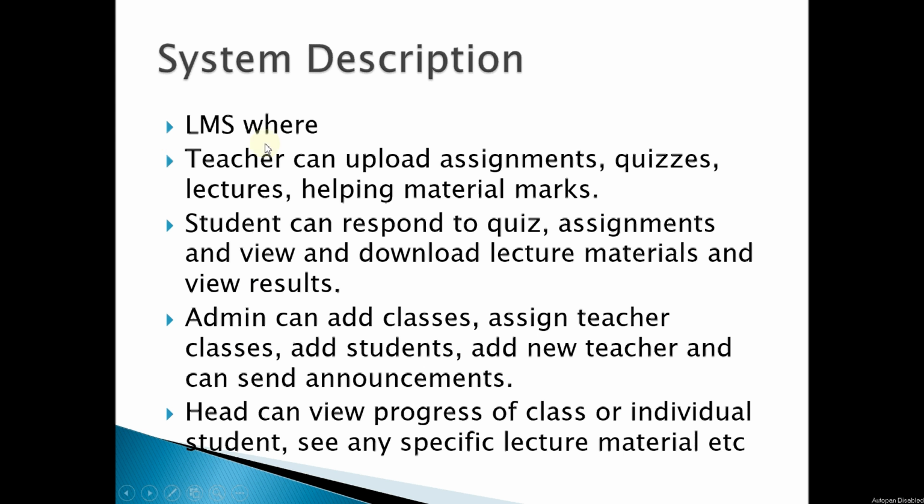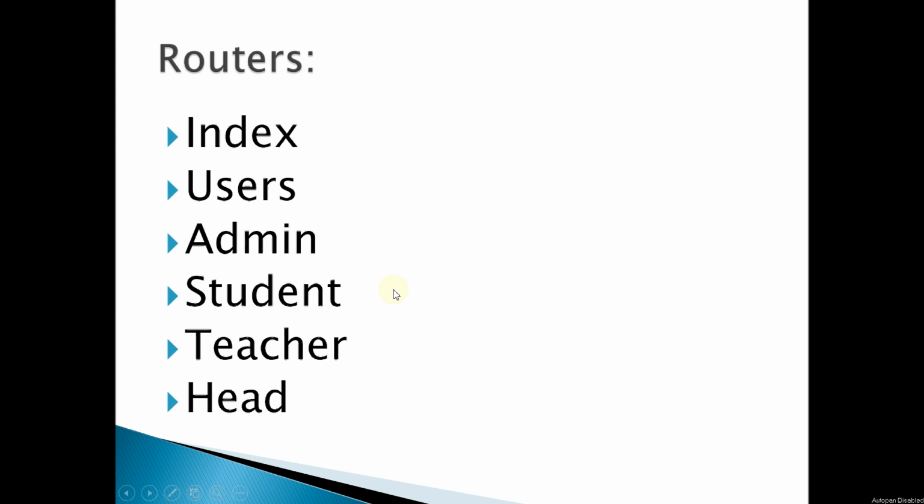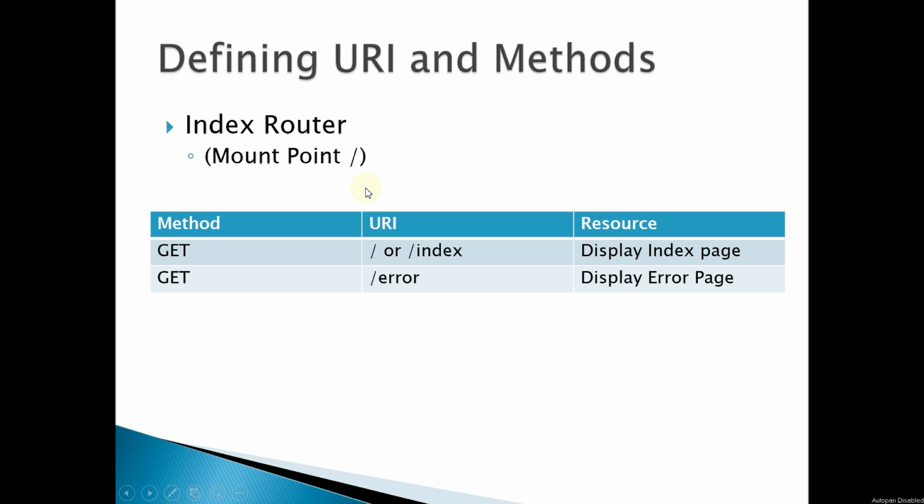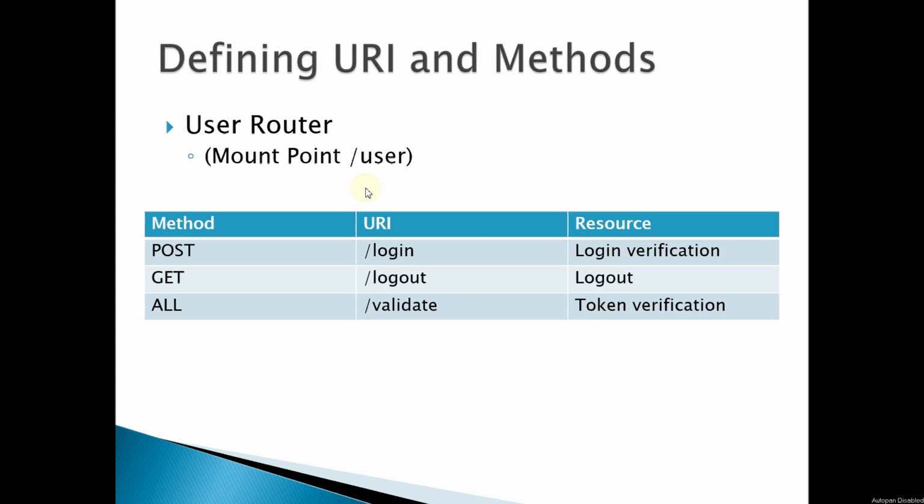We have teacher in it, we have student in it, we have admin in it, and we have head in it. These are the four roles which perform different tasks within our learning management system. We have discussed the routers. We have 6 routers, and we have discussed the URIs for each router, what could be the URIs.